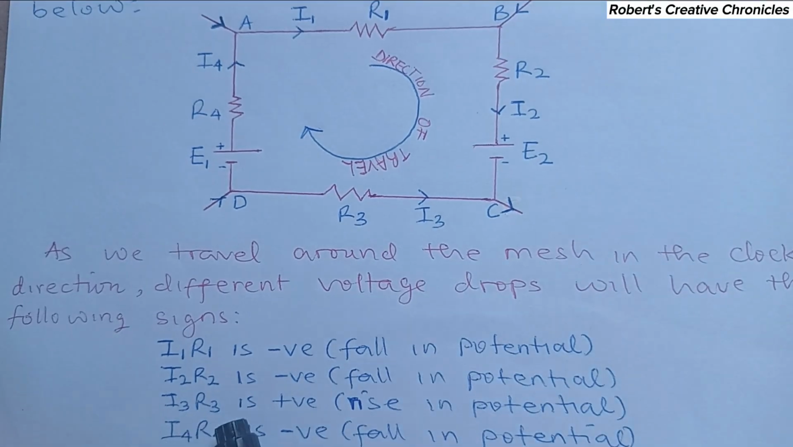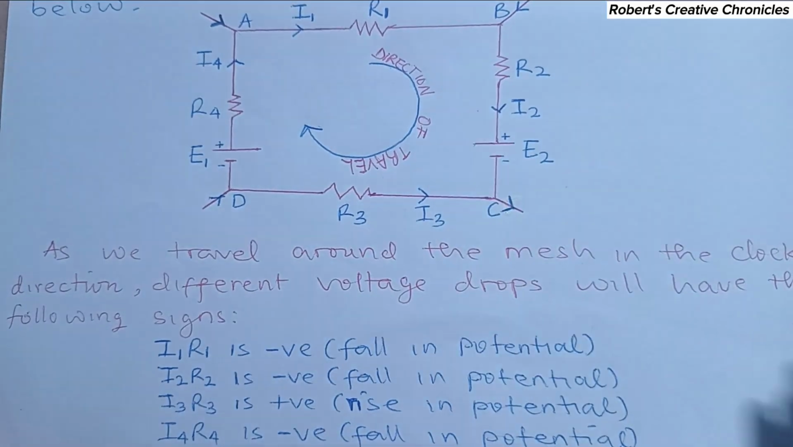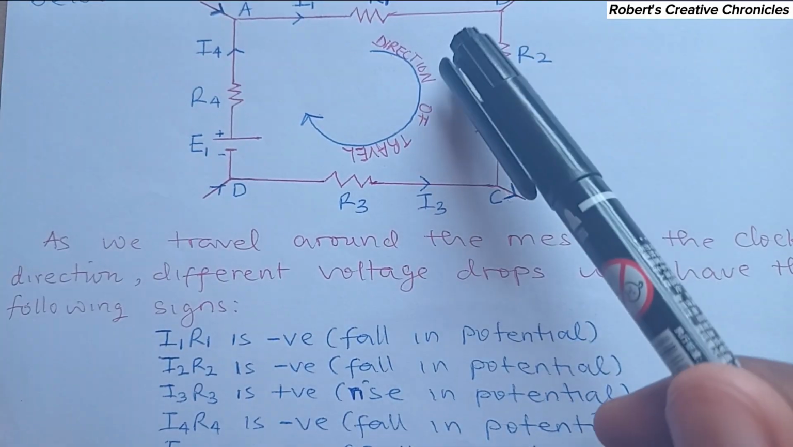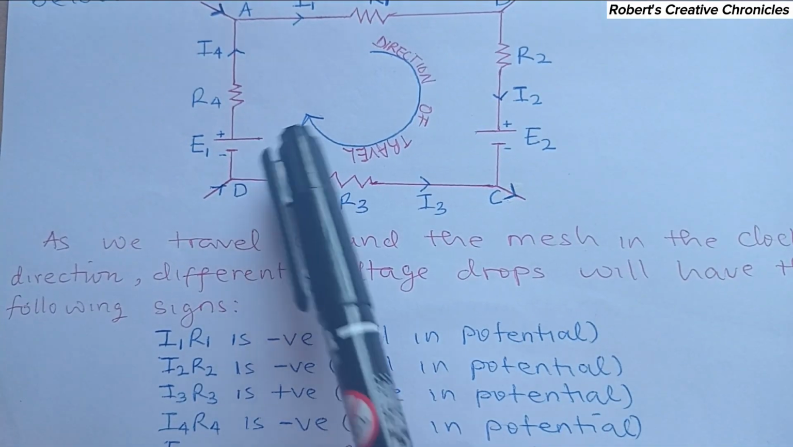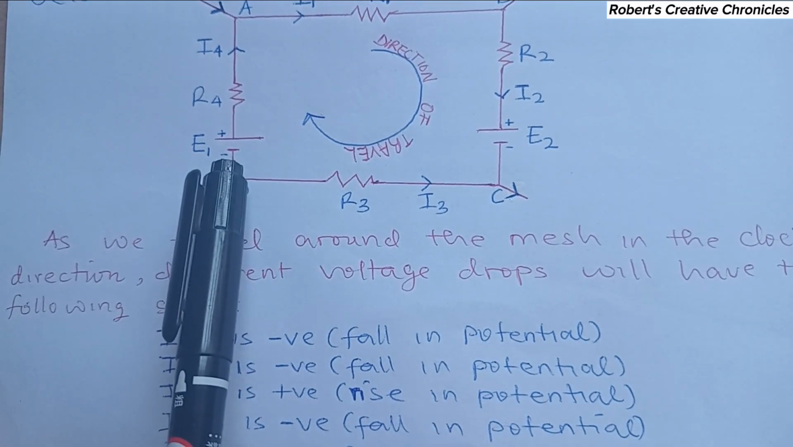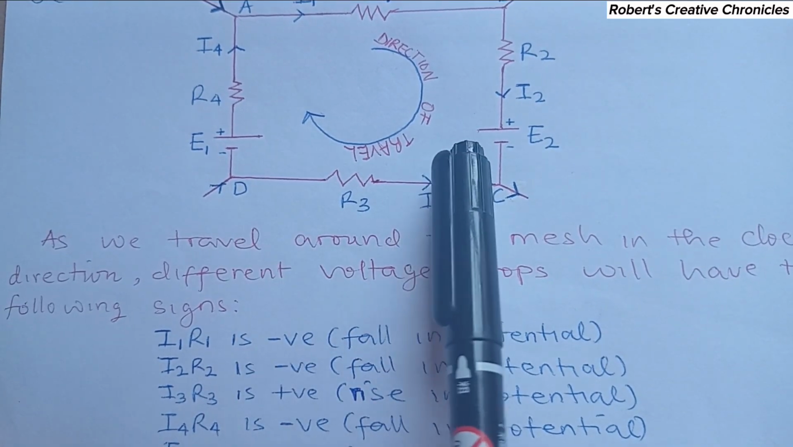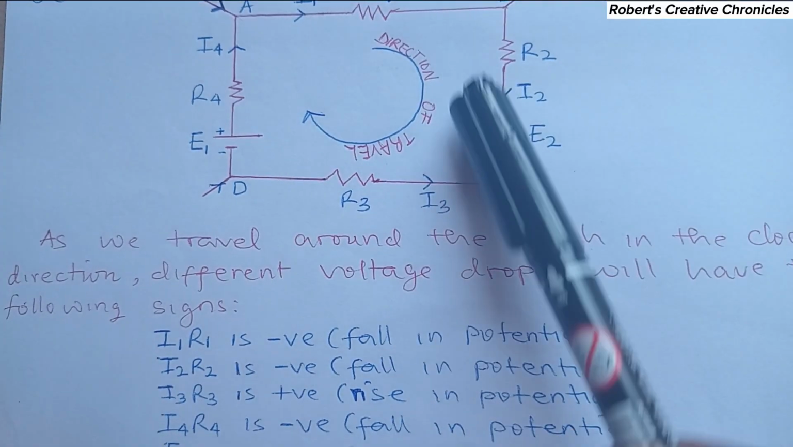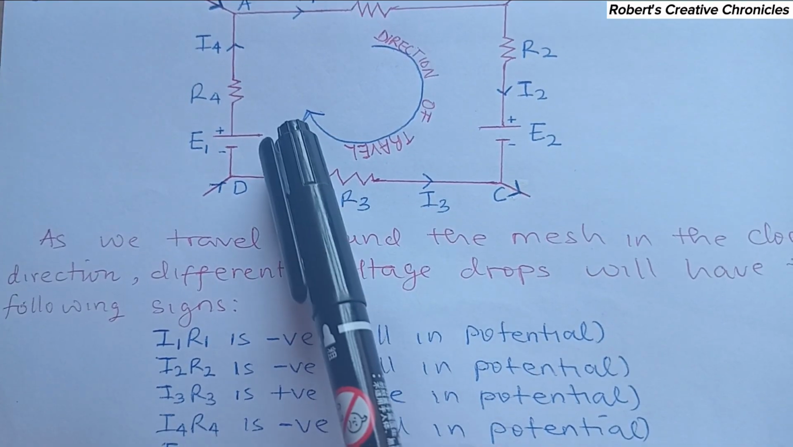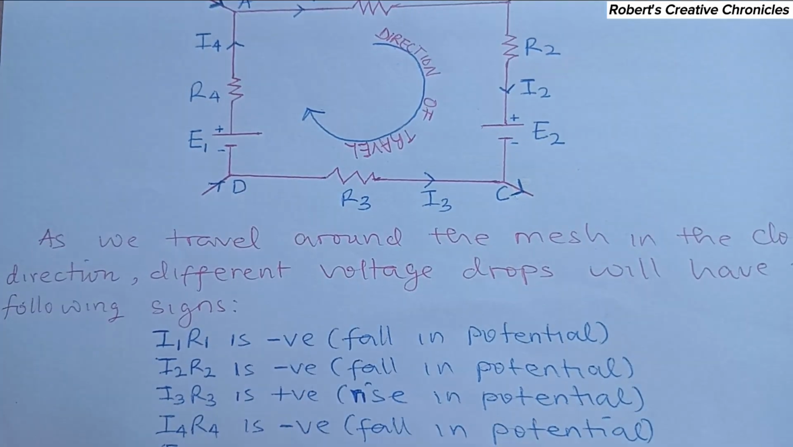Then I3 R3 is positive, because do you know why? There's a rise in potential, because in this one we are not moving in the same direction as the current. The I3 current is moving from a higher potential here to a lower potential here. So here will be positive, here will be negative. We will pass negative potential here. The last one we're going to meet here is a positive potential. That's why we're going to make use of the positive one.